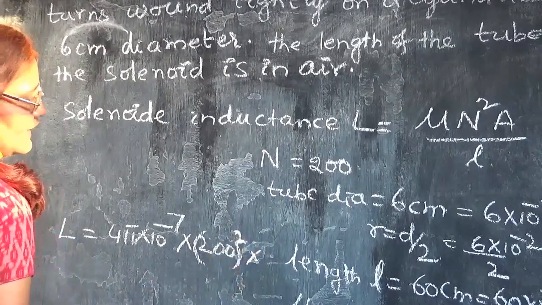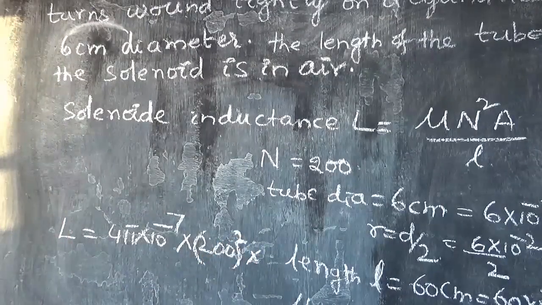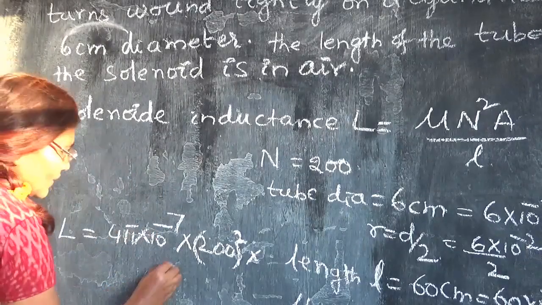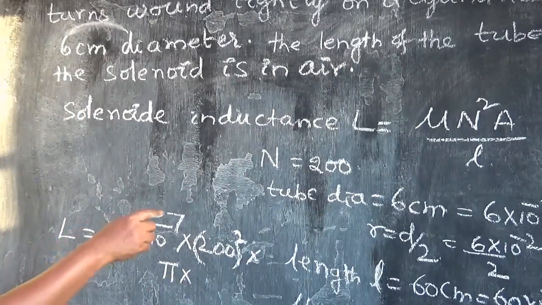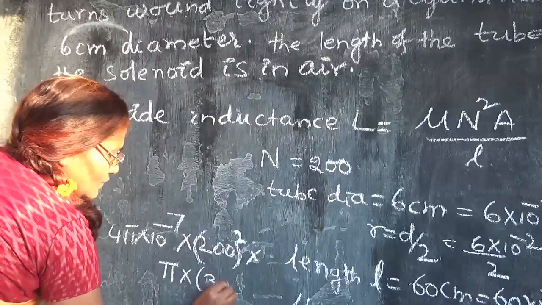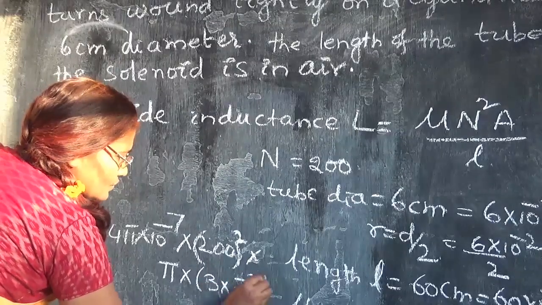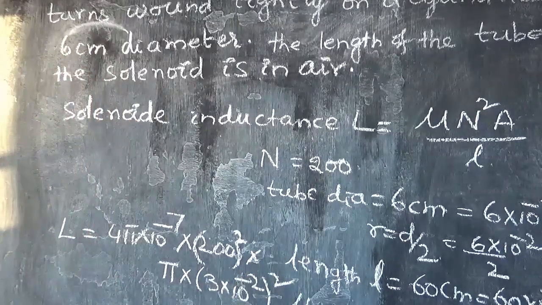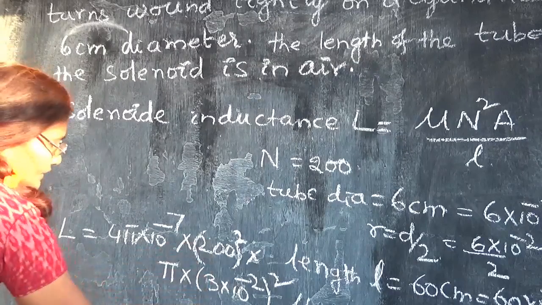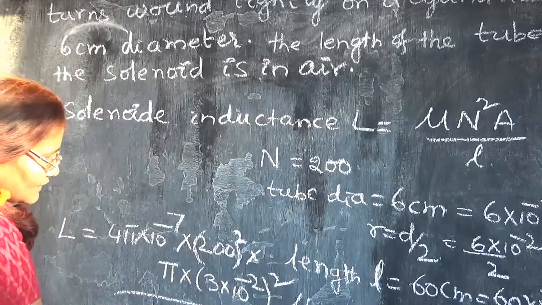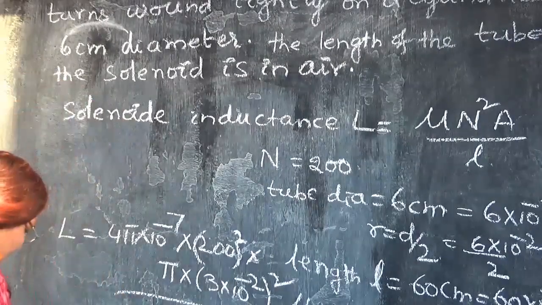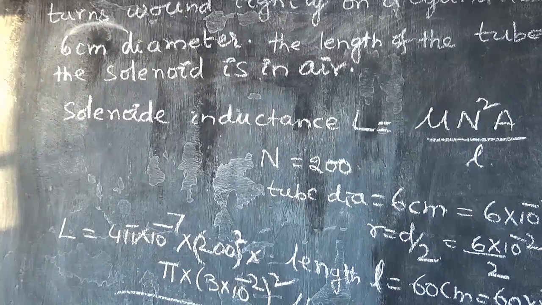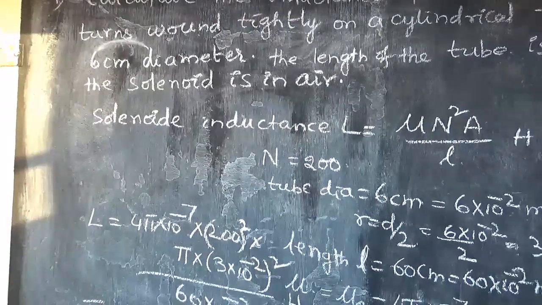So what is the area of the tube with this radius R? Area is equal to pi into R square. That is the area. R is 3 into 10 to the power of minus 2, whole square. This is R square. Pi R square is the area, divided by 60 into 10 to the power of minus 2 henries. So I will give the textbook answer. You verify your calculated answer with this answer.